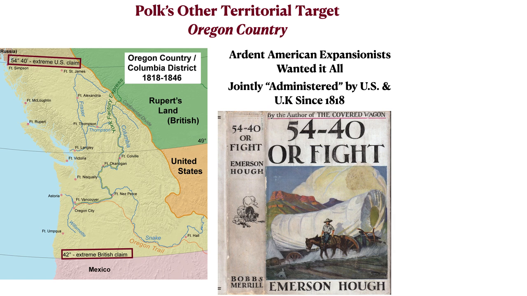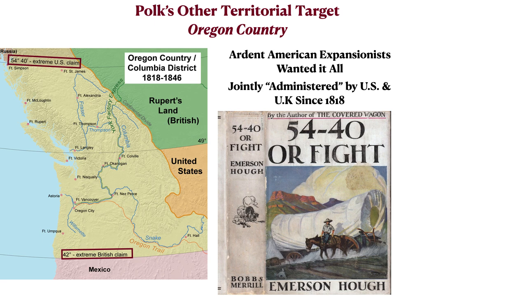There was actually a slogan, 54-40 or fight, 54-40 being, as you can see on the map on the left, 54 degrees, 40 minutes north latitude. And that's basically down to the far southern extension of Alaska, then under Russian control. The extreme British claim would be the 42nd degree of latitude. That's the current border between California and Oregon.